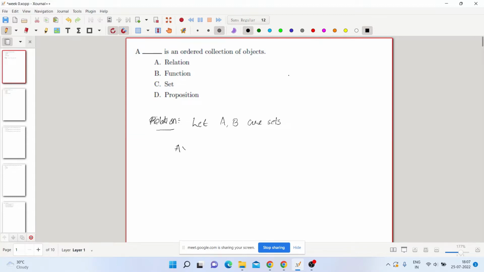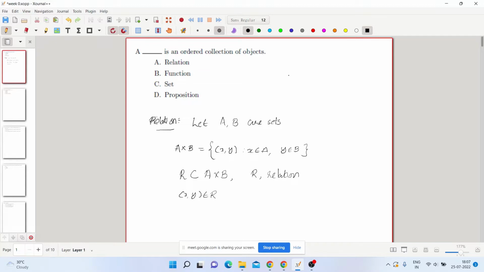We know the Cartesian product of two sets, A cross B. A cross B is defined as the set of all elements (x, y) such that x in A and y in B. This is the Cartesian product A cross B. A relation can be seen as a subset of A cross B. R is a relation which is a subset of A cross B. So if an element (x, y) is in R, we can say x is related to y in some particular defined way. So, this is the basic definition of relation.